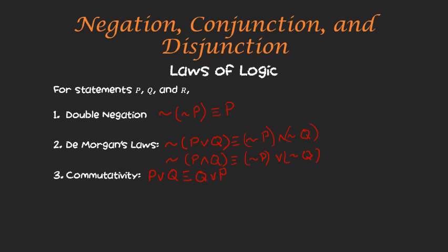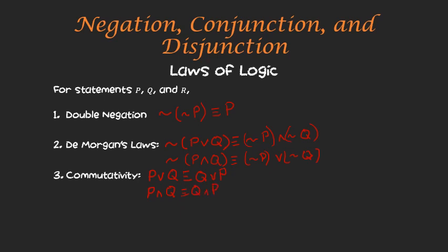And we could show that using a truth table, and you can get an idea of why that works, because it doesn't matter whether we're looking at columns P and Q or the columns Q and P, we're looking at the same thing. And then the same thing works for conjunction. P and Q is the same thing as Q and P.